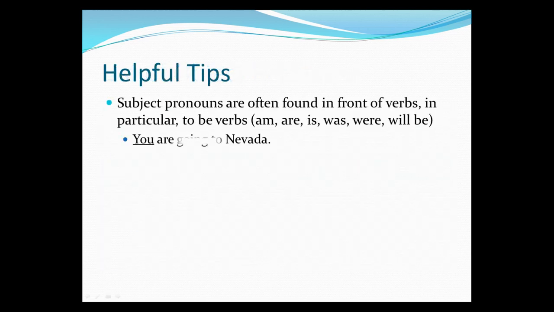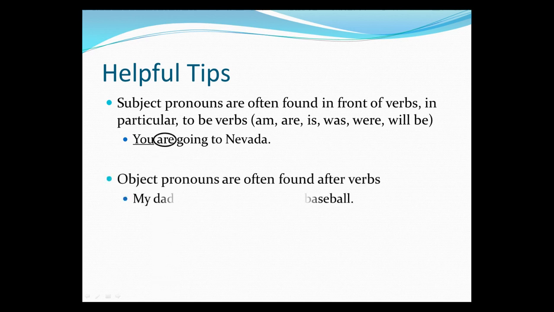Some helpful tips about subject and object pronouns, because they can get a little confusing at times. Subject pronouns are often found in front of verbs. So they're found in the subject of the sentence, like you are going to Nevada. Are is a verb, so you is a subject pronoun because it's in front of that verb. Object pronouns are often found after verbs, so at the end of a sentence. My dad taught me how to play baseball. So the verb of that sentence is taught. And since the pronoun is after the verb, that's an object pronoun.